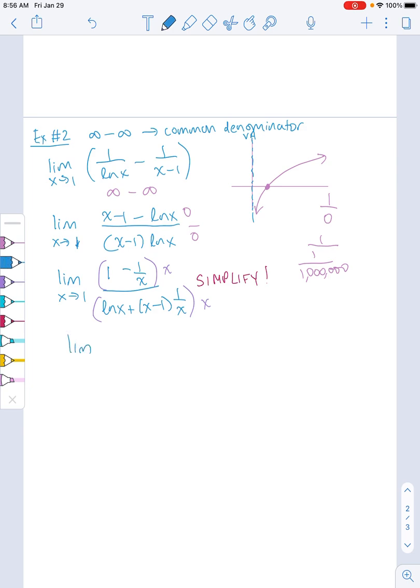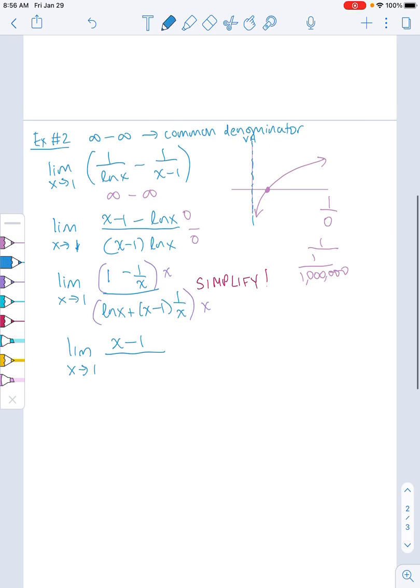So limit as x approaches 1. So the top just distribute. So when you do, you get x minus 1 on top. On the bottom, you really have two terms here. This ln of x is one term, and then this is another term. So when you distribute x to ln of x, that's easy. X to this is going to cancel out the 1 over x at the tail end of that expression. So we've got x ln of x plus x minus 1.